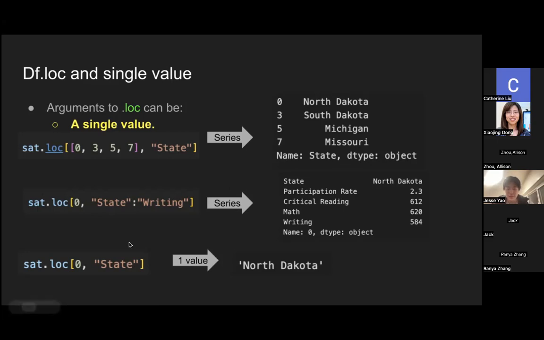And then lastly, which is a lot more relevant, is you put two singular values. So I want only the first row and I only want the state column. That will just give me 0 and then the first state, which is a string. This returns a string, North Dakota. So if I ever asked you which state got the highest SAT score, I'd sort by SAT score, then I'll do dot loc 0, then the state column. It gives me the very first value.